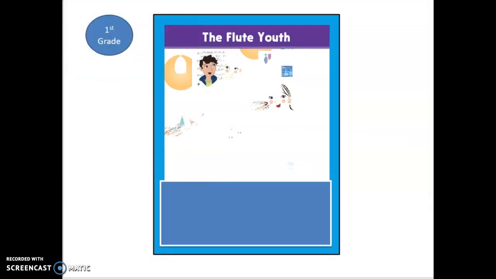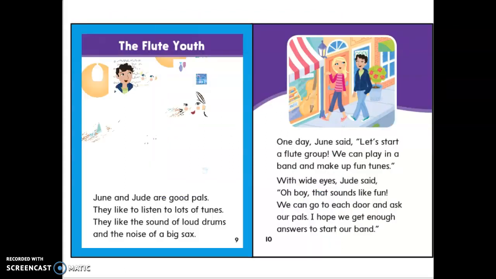Next, we are going to read a story. This is called The Flute Youth. What's it called? All right, let's find some words that have our oo sound. We have June. We have Jude. We have tunes. All right, let's see. We also have noise, which is our oi sound from last week.